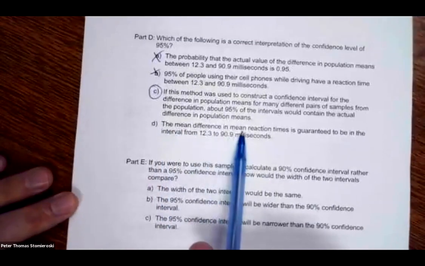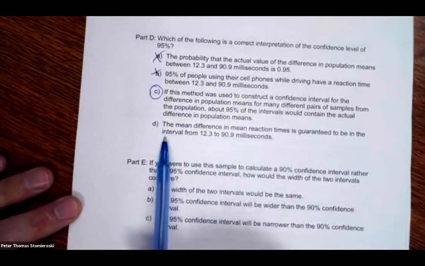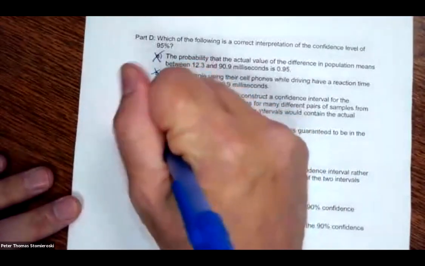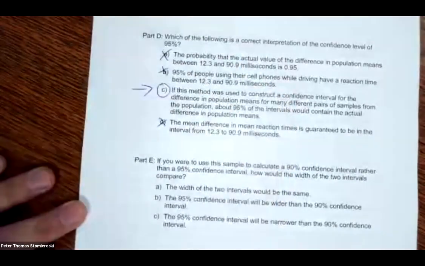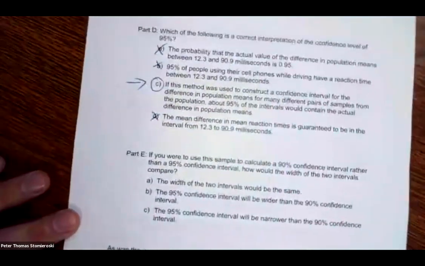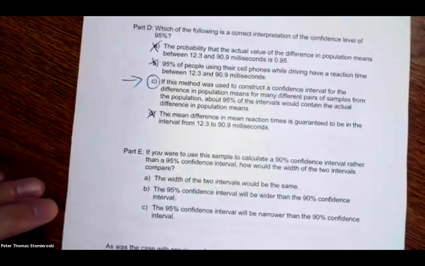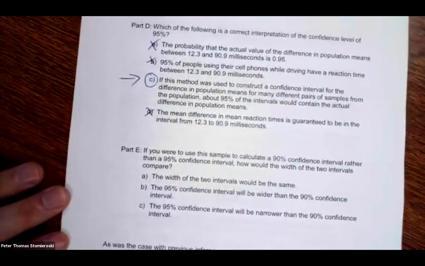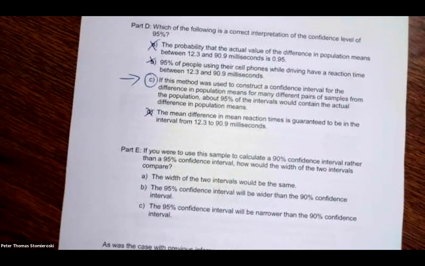D, the mean difference in mean reaction times is guaranteed to be in the interval. No, we're not guaranteed that. So again, the correct interpretation is C. When we use this technique over and over, 95% of the time we're going to end up with the correct decision. 95% of our intervals are going to capture the true difference of the population means between mu1 and mu2.